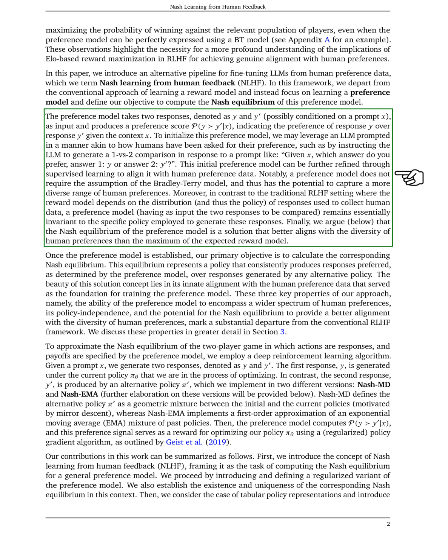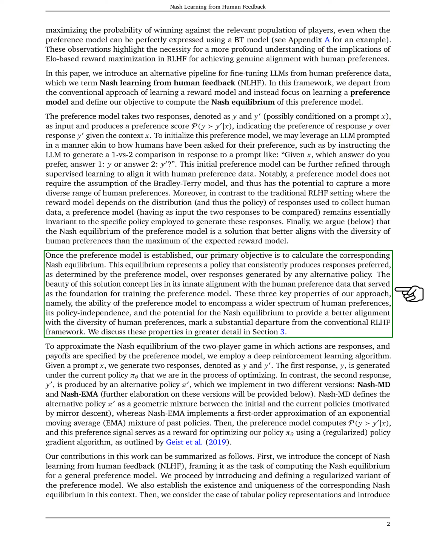We believe that the Nash equilibrium of the preference model, a solution that aligns with the diversity of human preferences, is a better measure than the maximum of the expected reward model. Once we have the preference model, our main goal is to calculate the corresponding Nash equilibrium. This equilibrium represents a policy that consistently produces preferred responses over responses generated by any other policy. We believe this approach is more aligned with human preference data.